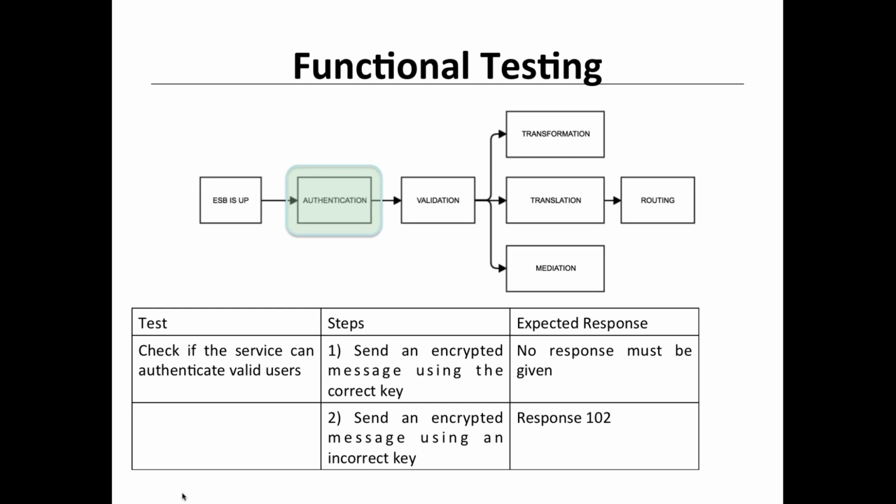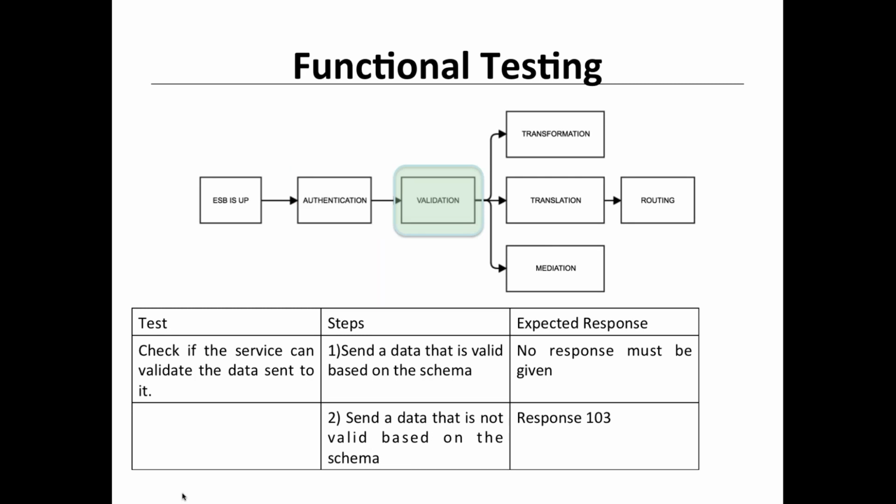On the other hand, if we send an encrypted message using an incorrect key, this is an invalid move, so the ESB must respond with an error. In our set of responses, response 102 pertains to the wrong encryption error. The responses that we use are similar to the responses used by the Ministry of Health in their own PHIE Lite. PHIE Lite is a web service application that acts like an ESB.